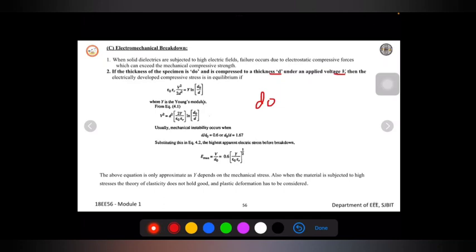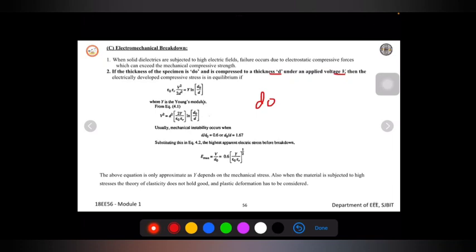This question has been asked many times. If you remember this equation and explain with respect to this equation, that will be sufficient. In the textbook also nothing else is given apart from the equations. So highlight which equation states what, and explain what is happening in an electromechanical breakdown.